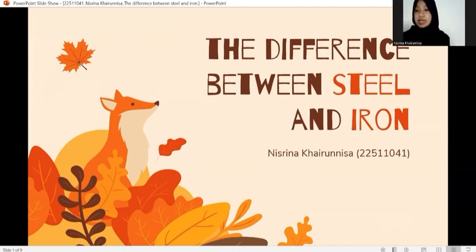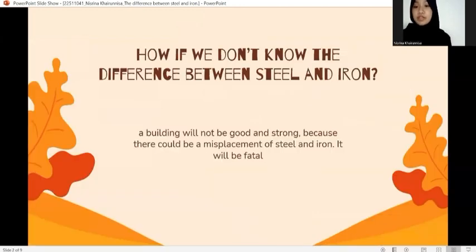My name is Nisrina Khairunnisa. Here, I will present about the difference between steel and iron. First of all, I will explain why it matters if you don't know the difference between steel and iron. They are important materials in construction. Both have their own use, advantage and disadvantage.